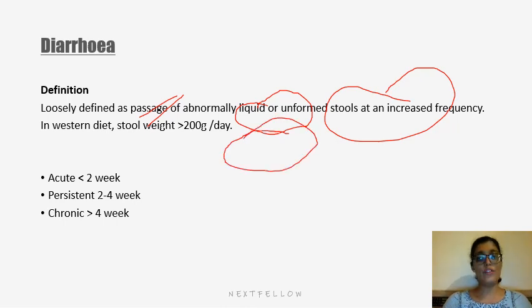So acute diarrhea is if the duration is less than 2 weeks. Persistent diarrhea is if the duration of diarrhea is 2 to 4 weeks. And chronic diarrhea means the duration of diarrhea is more than 4 weeks.